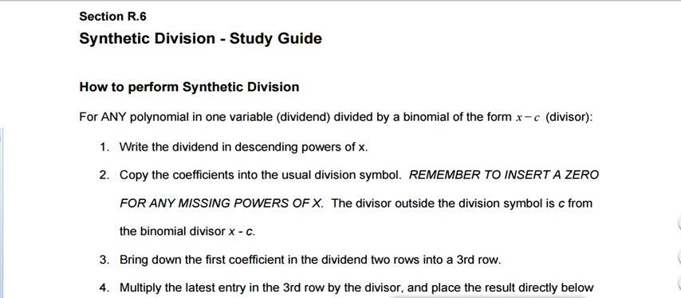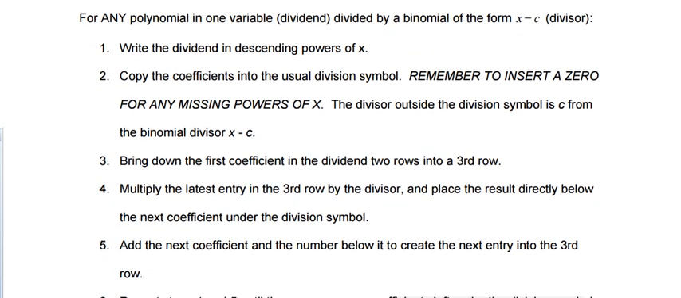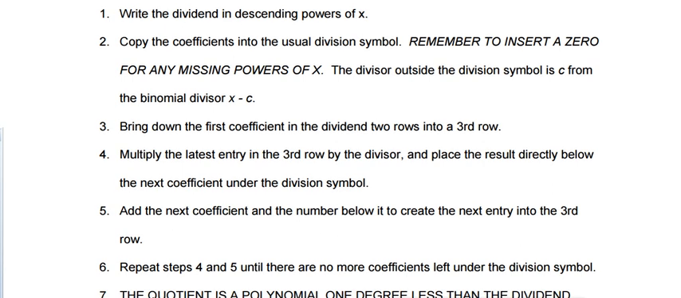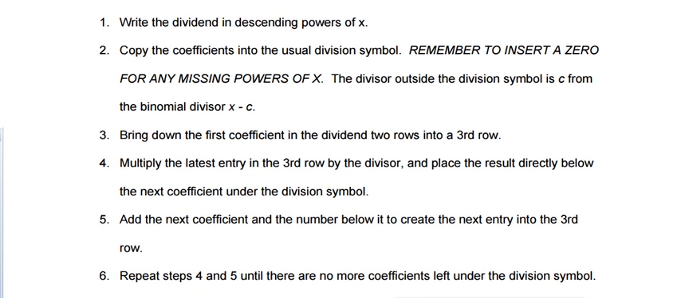The first thing you do, and this is going to be kind of vague just reading it, but once we get into doing some examples, it'll make it a little simpler. First thing you're going to do is write the dividend in descending powers of x. For example, if you had 2x minus 5x squared plus 3, you would put the negative 5x squared plus 2x plus 3. Put them in order, highest degree to lowest degree.